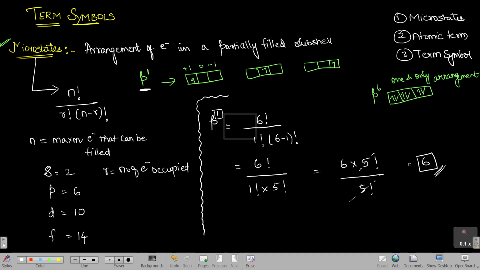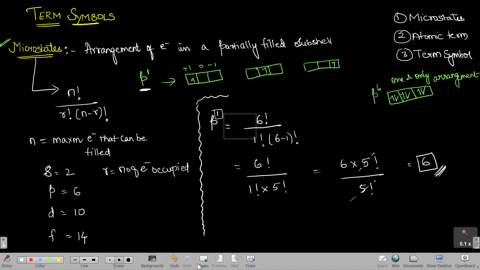So the total number of arrangements that is possible for a given configuration can be determined from this value called microstates. All 3 spin up is one possibility. The second possibility is spin down. Now P1 is a very small configuration for which we can easily find out even by placing them. But every time you can't do these combinations and check, right? That is why we are using this factorial formula to determine the number of arrangements.